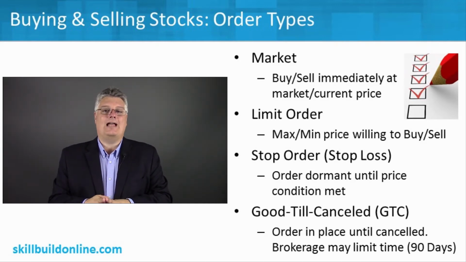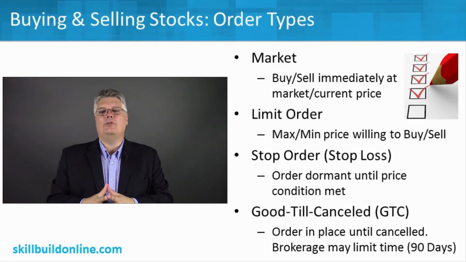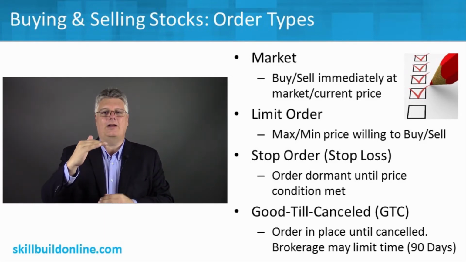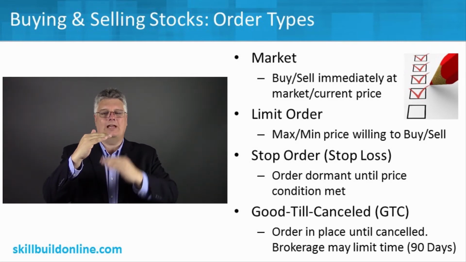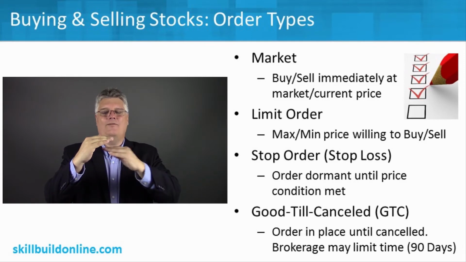Another one is called a stop order, and it's really known as a stop loss order. Basically you're leaving an order out there. It's going to sit out there dormant until a certain price condition is met. So if you bought a stock and you want to protect your downside, let's say you bought it at $50 US and if it got down to 45, you want to sell it right away.